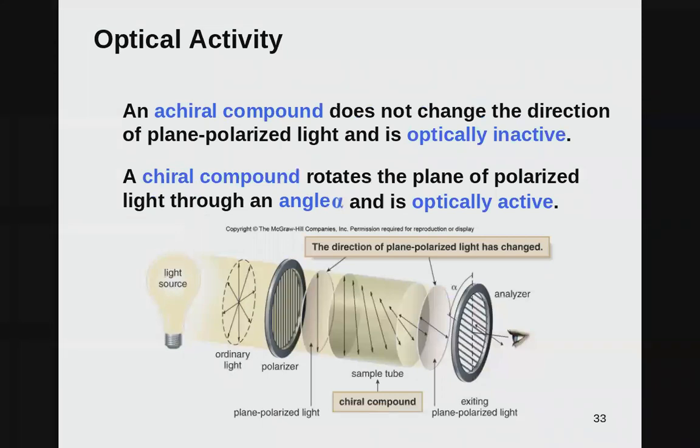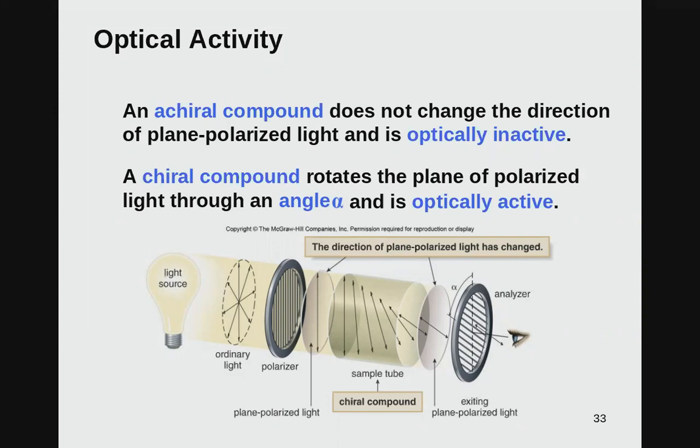Now, a compound that is achiral, so it has no enantiomers, does not change the direction of plane polarized light and is what we call optically inactive. Conversely, a chiral compound rotates the plane of polarized light through what we call angle alpha and is actually optically active. So we can just look at what this looks like.